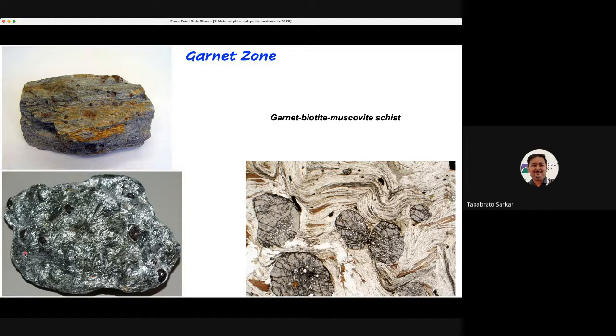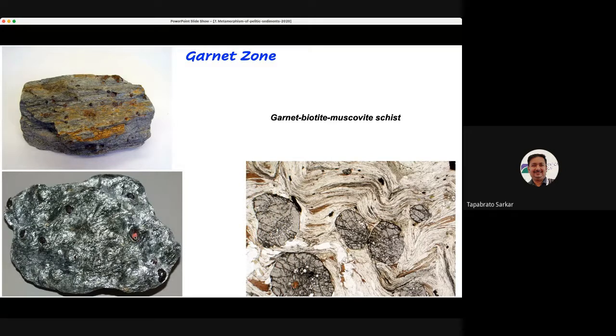So this is typically a garnet muscovite schist, and you see these red things out here, red minerals, right? Can you see these red minerals? Yeah, these are the porphyroblastic garnet.